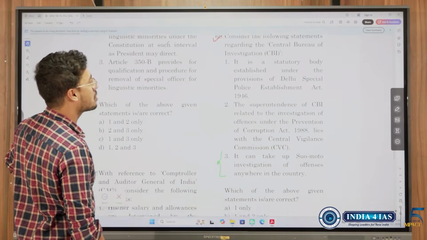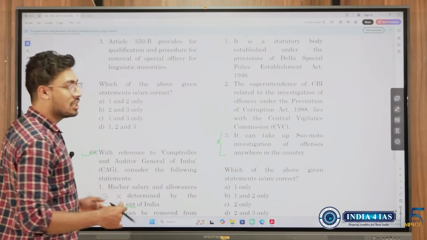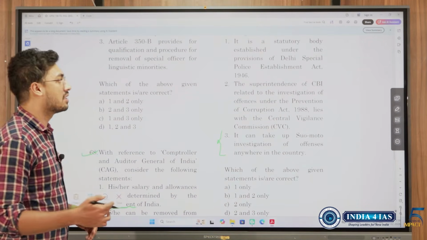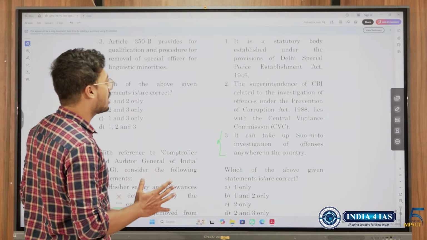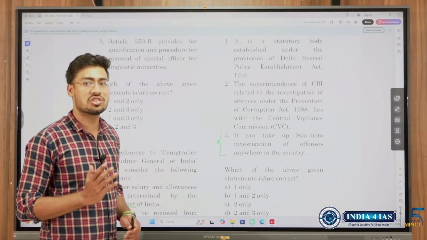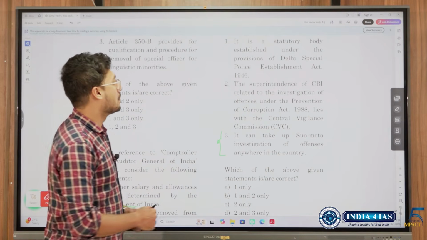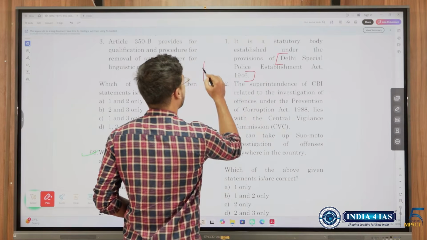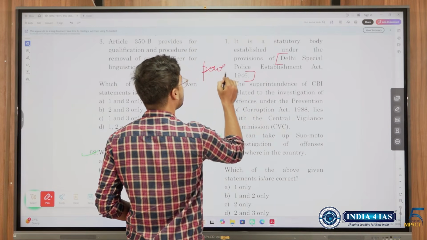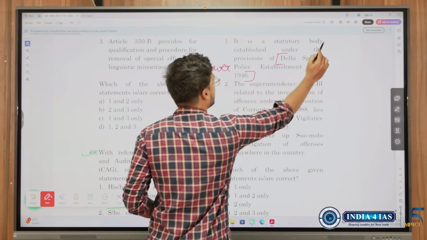Consider the following statements with respect to CBI. Now CBI and ED are more important, so we'll have to have a look at it. The statement says CBI is a statutory body. See, CBI is neither a constitutional body nor a statutory body. CBI derives its power from the Delhi Police Establishment Act, but it is not established under it, so it's wrong.